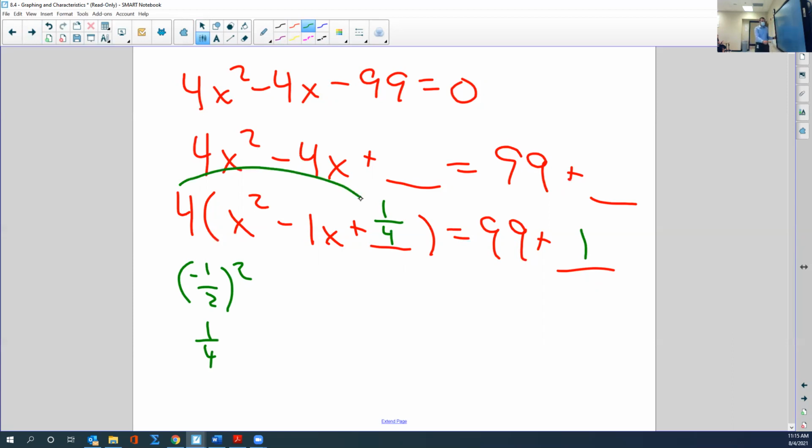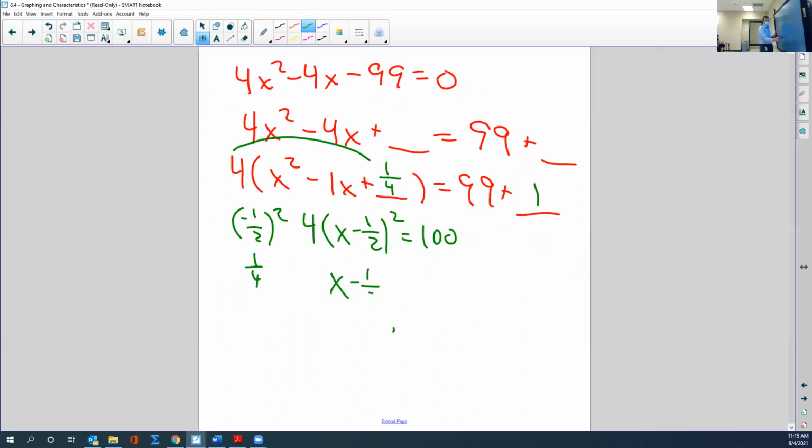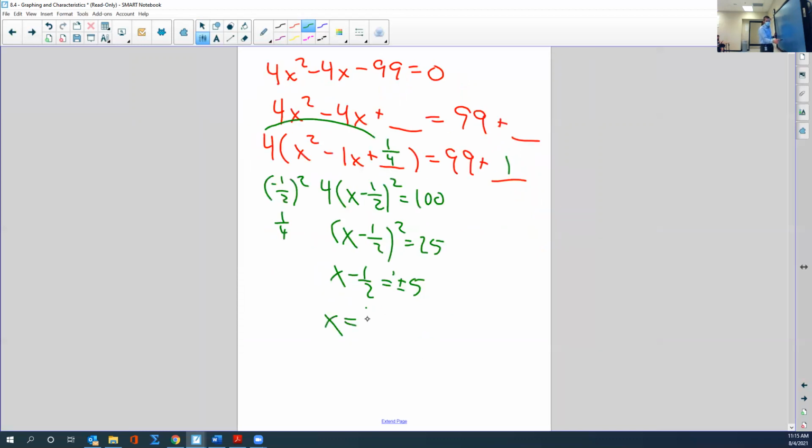And so then this side we can write as 4 times the quantity x minus 1/2 squared is equal to 100. We can divide both sides by 4. We get x minus 1/2 is equal to plus or minus 5. And then we would get 1/2 plus or minus 5. You cannot leave a number like that because those 2 numbers can combine. It's when you have a square root that you don't need to. So we would need to say x equals 1/2 plus 5 or x equals 1/2 minus 5.